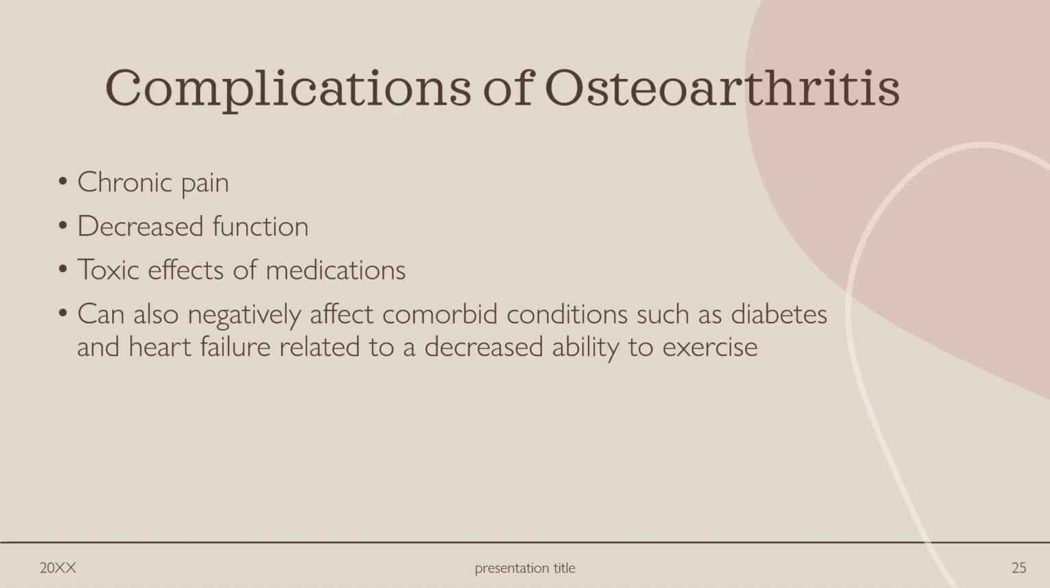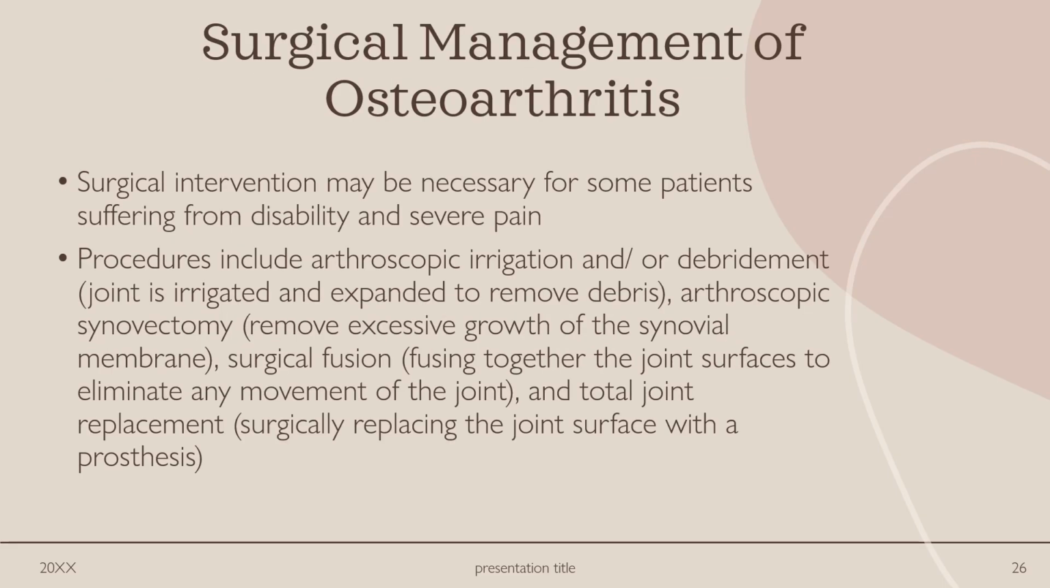And then complications of osteoarthritis are chronic pain, decreased function, toxic effects of medications because of the liver and the kidneys, and it can also negatively affect comorbid conditions such as diabetes and heart failure related to decreased ability to exercise. And then surgical management of osteoarthritis.